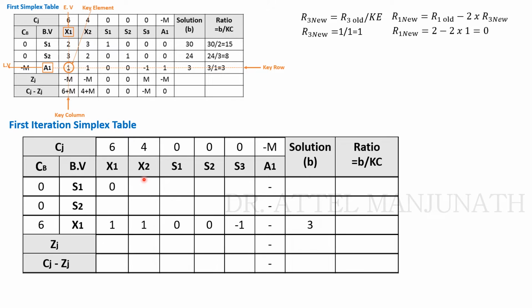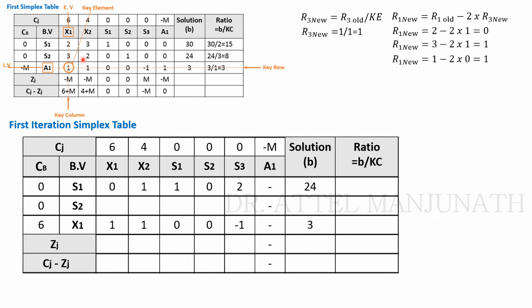Similarly you can calculate for the second one. Here the R1 old value is 3, and the R3 new value is 1, so 3 minus 2 into 1, you will get 1. Then write down that 1 in the S1 row. Similarly you can calculate for the remaining values, like 1 minus 2 into 0, you will get 1, and 0, 2 and 24. As I told, there is no need to calculate for the artificial variables here.